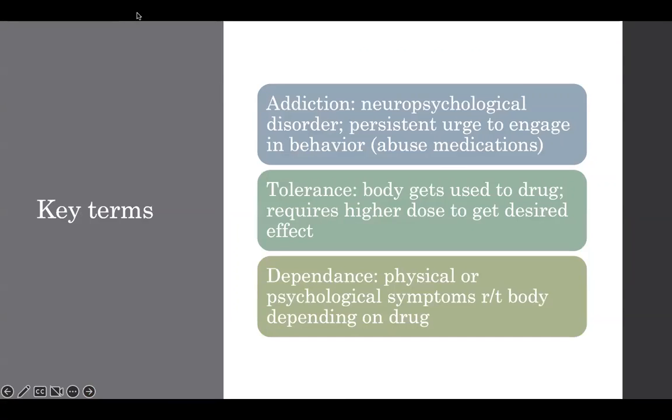Okay, so some key terms we have for you are addiction. That's going to be the neuropsychological disorder or persistent urge to engage in a behavior or the abuse of medication. Tolerance is when your body gets used to the drug and now requires a higher dose to get the desired effect. And dependence is the physical or psychological symptoms related to the body depending on a drug. So you would see dependence become a thing when you have withdrawals occurring from not taking opioids as consistently as someone had been taking them.